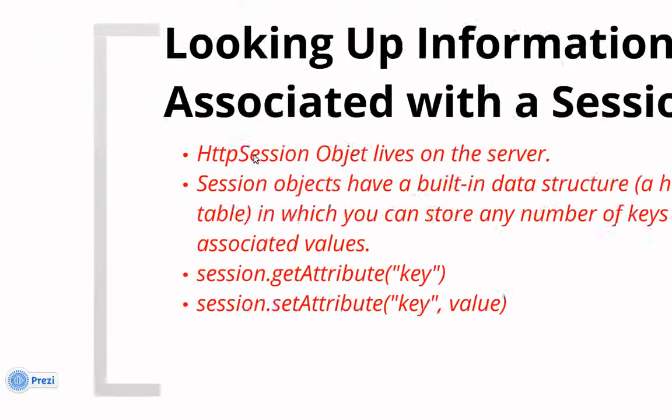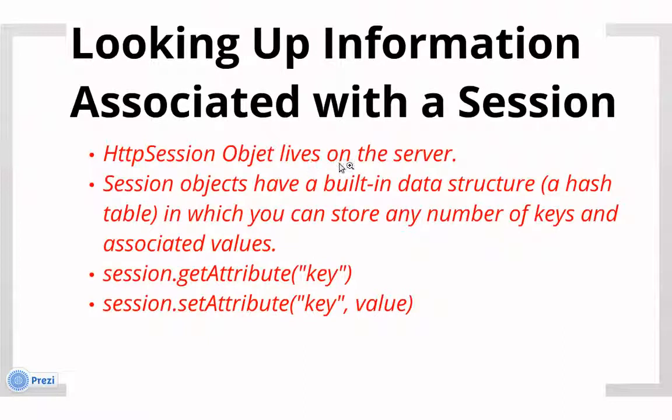Now the next step is looking up information associated with a session. We can use session.getAttribute(key). If we want to look up something in a session, it will return an object, and we have to do the necessary typecasting. We cannot store a primitive data type directly in a session object in Java. session.setAttribute is used to set the session with a key and value. The value has to be of type object. Session objects have a built-in data structure, normally a hash table, in which you can store any number of keys and associated values.